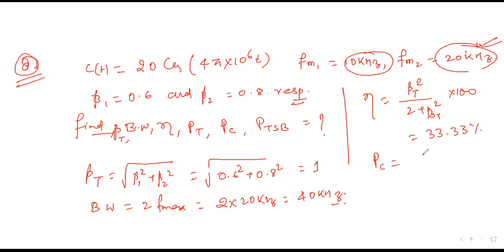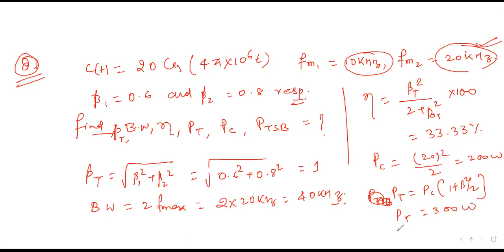What's the carrier power? 20 square by 2, and this is equal to 200 watt. What's the total sideband power? What's the total power? This is PC times 1 plus beta square by 2, and this is equal to 300 watt. So total power is total sideband power plus carrier power. So total sideband power is 100 watt.